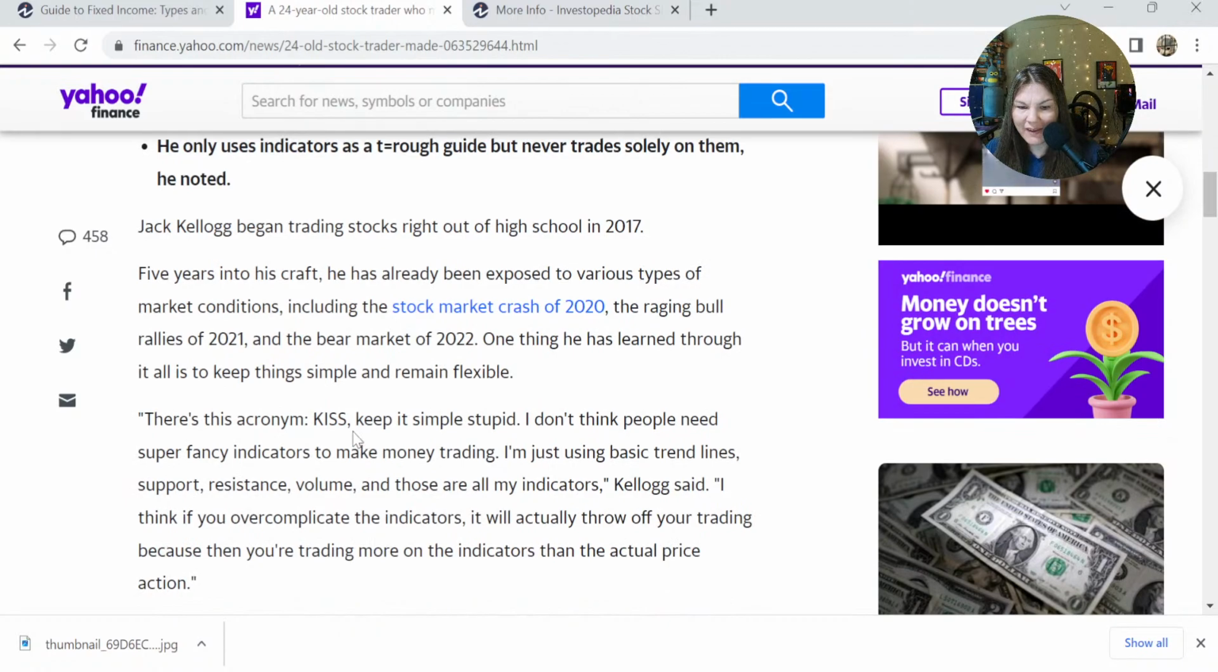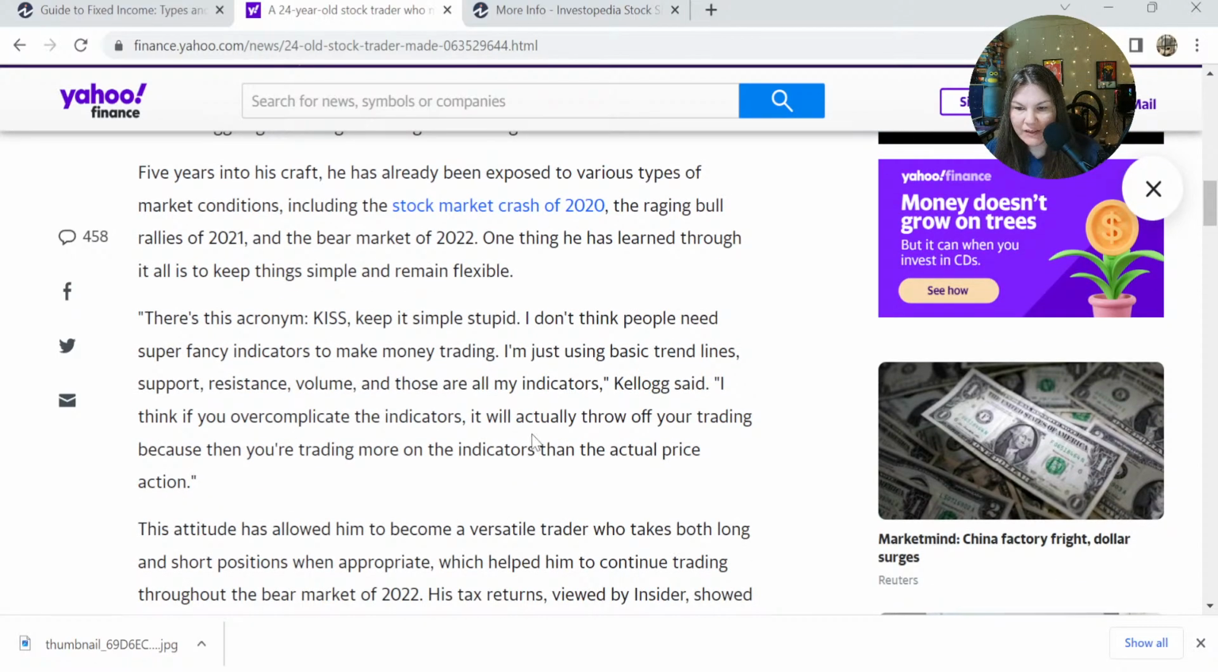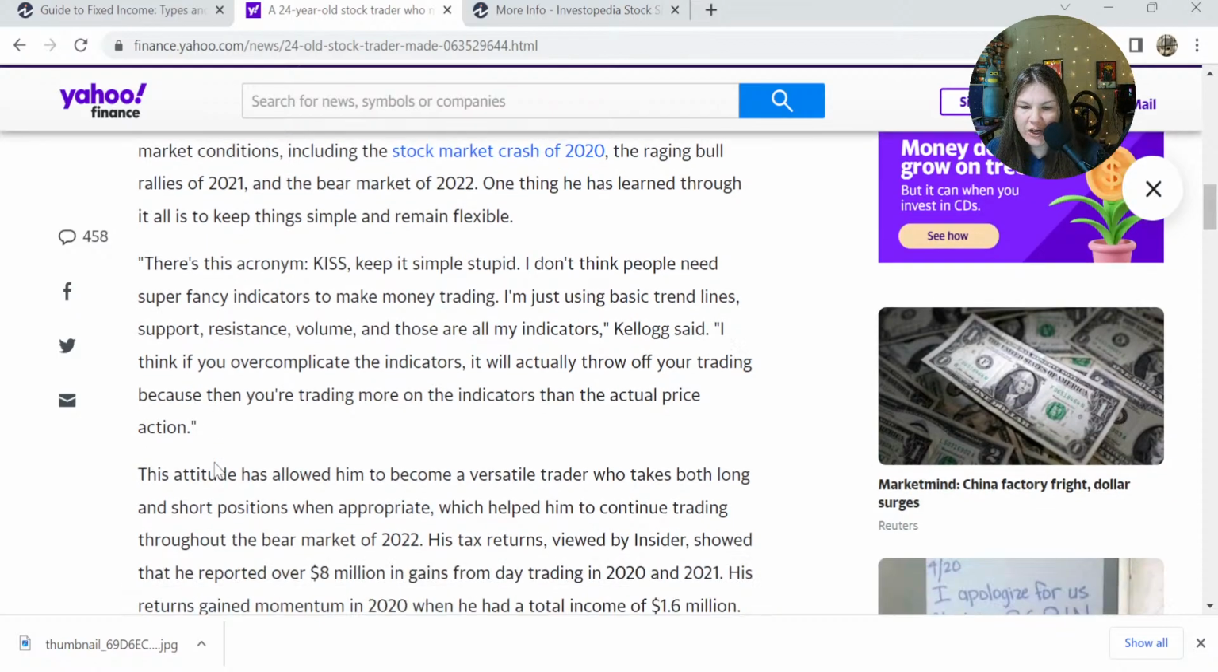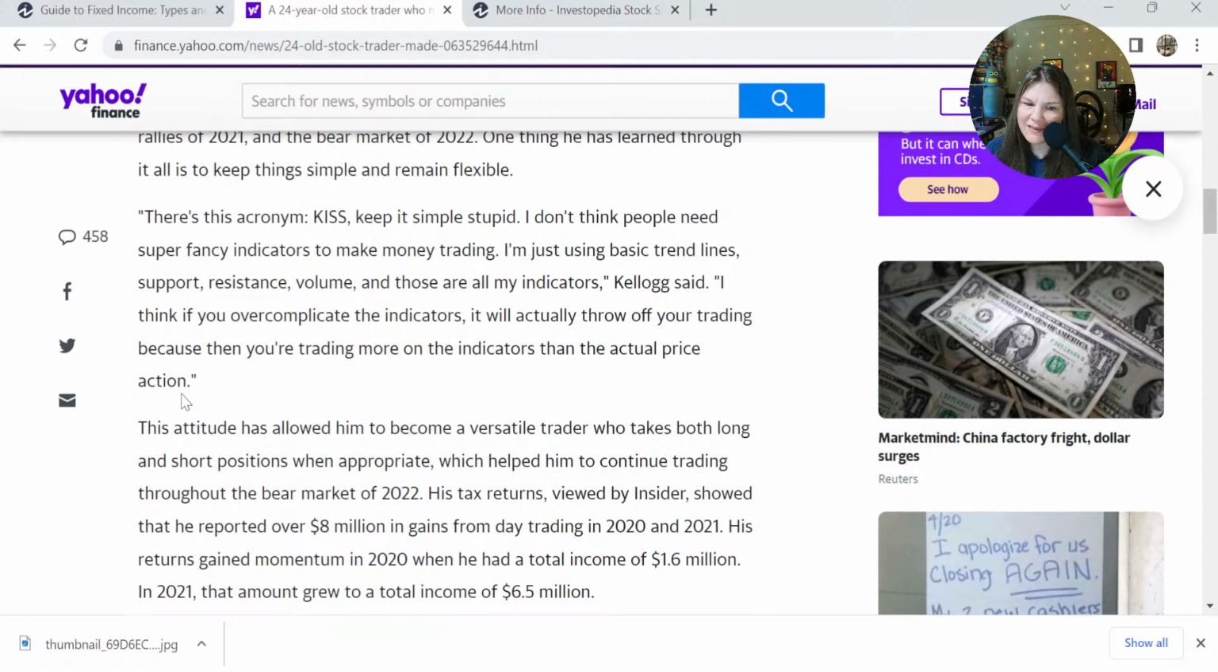There's this acronym, KISS. Keep it simple, stupid. I don't think people need super fancy indicators to make money trading. I'm just using basic trend lines, support, resistance, volume, and those are all my indicators. I think if you overcomplicate the indicators, it will actually throw off your trading because you're trading more on the indicators than the actual price action.